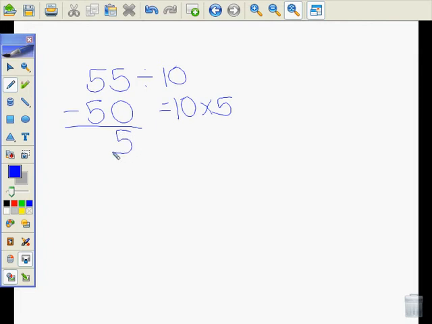And so I'm going to ask myself, well, can 10 go into 5 evenly? No, it can't. So I know it can go in at least 5 times. But now I have what's left over, which is a remainder of 5. So 10 goes into 55 5 times with a remainder of 5.